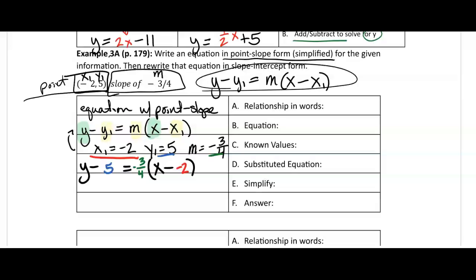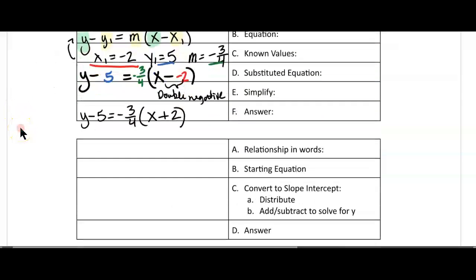This is really just a point saying, hey, by the way, simplify, which is that when we say simplify, any place we have this double negative, we just need to make that a single positive. That's our simplify step. It becomes y minus 5 equals -3/4 x plus 2. And that is our simplified answer.